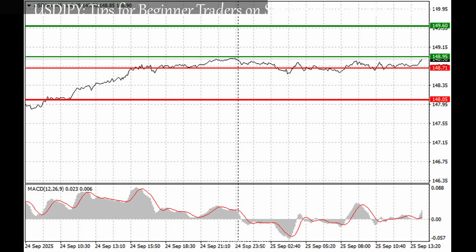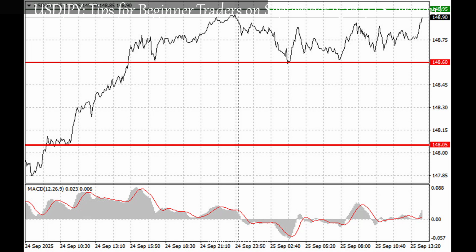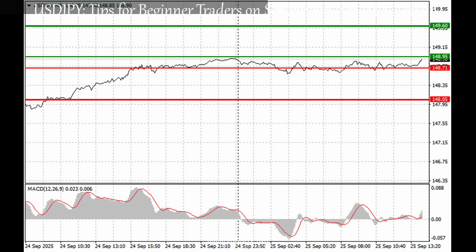Scenario 2. I also plan to buy USDJPY today if there are two consecutive tests of 148.71. It's a moment when the MACD indicator is in the oversold zone. This will limit the pair's downward potential and trigger a reversal upward. Growth toward the opposite levels of 148.95 and 149.60 can then be expected.